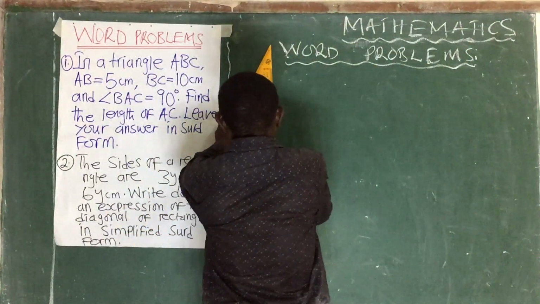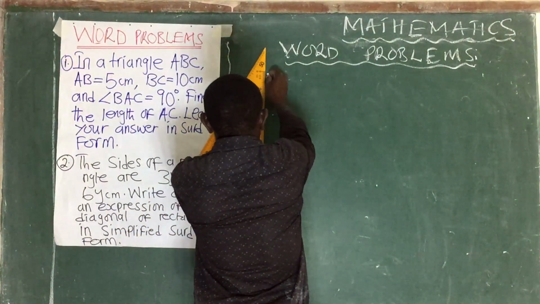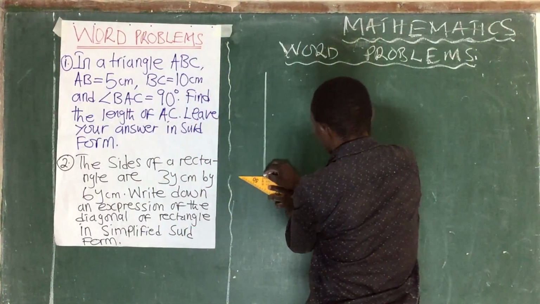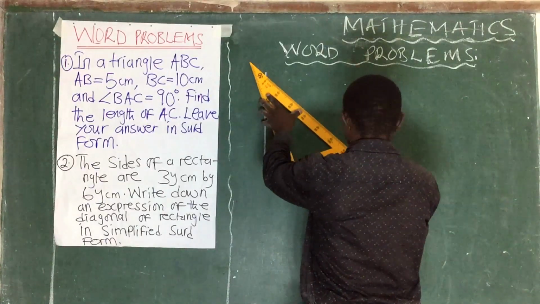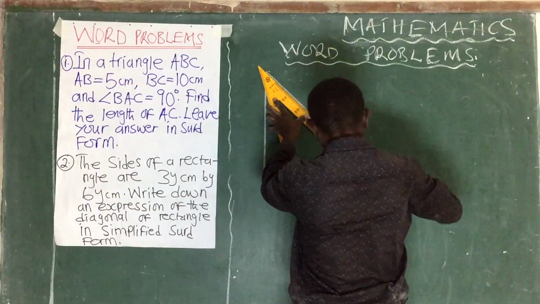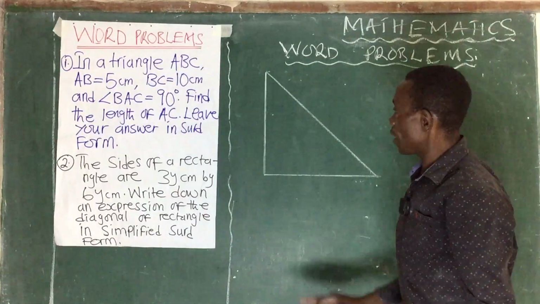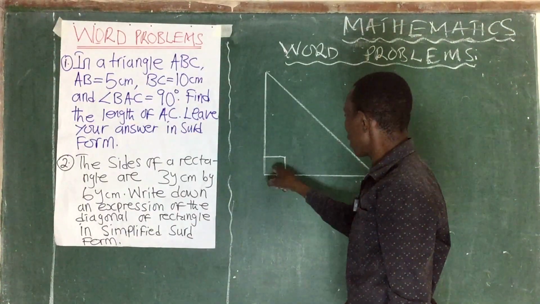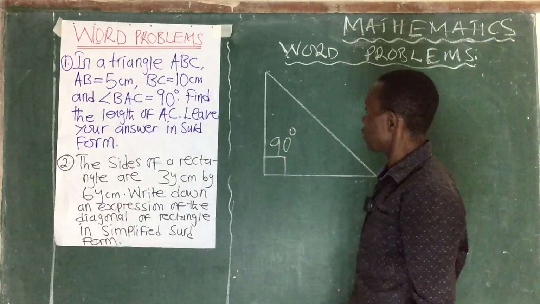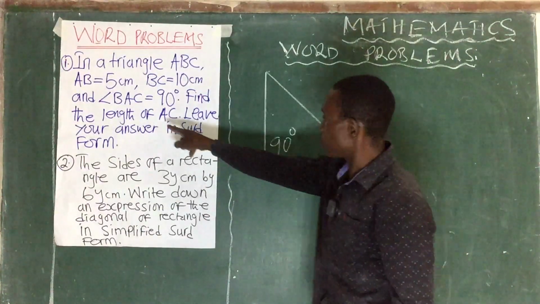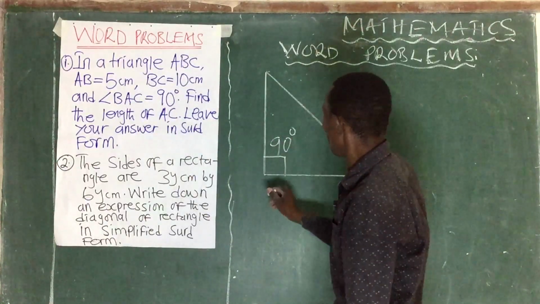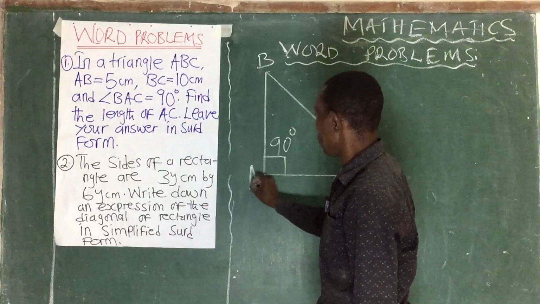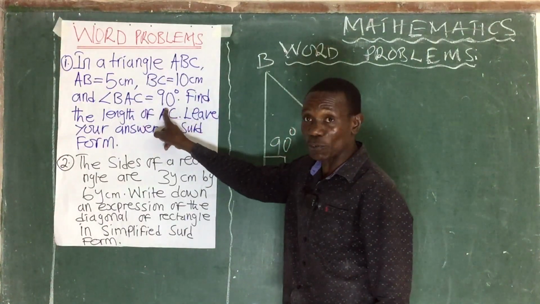So here my sketch will be like this. I have a shape like that. This angle, I'll present as a right angle on that side, so I'll write it as 90 degrees. This is the one defined as BAC. Wherever I have a B on the other side, my A will be here, because it's the middle letter that refers to the particular angle.